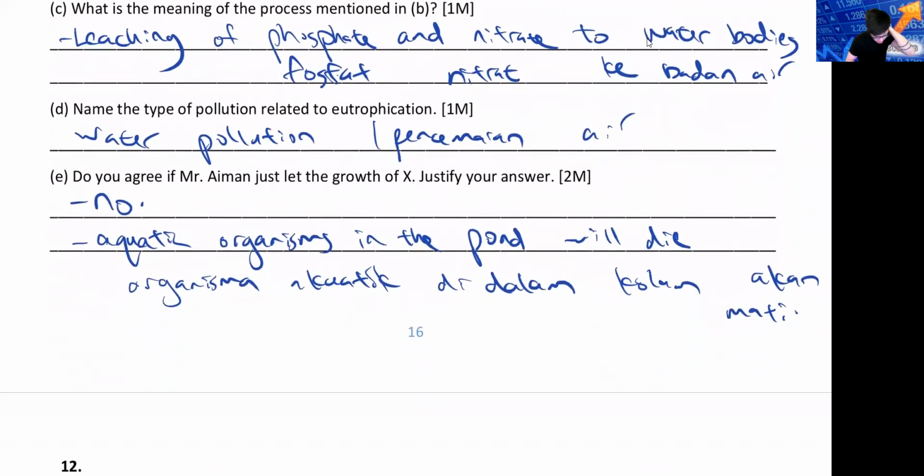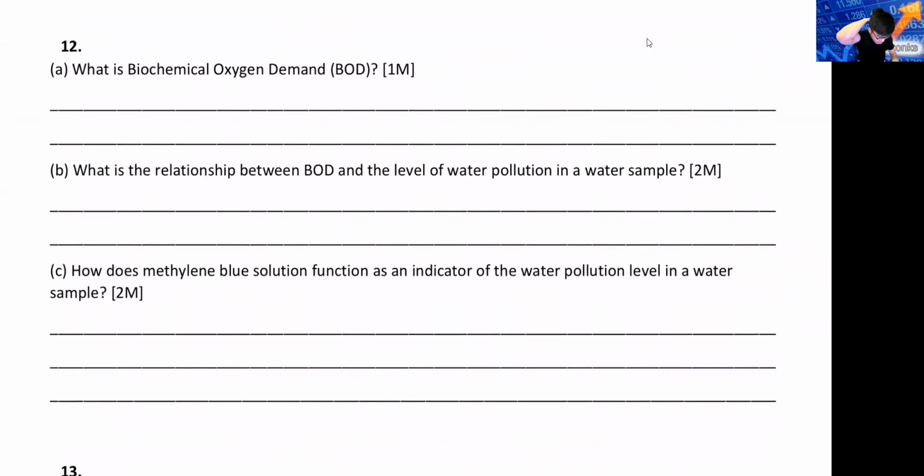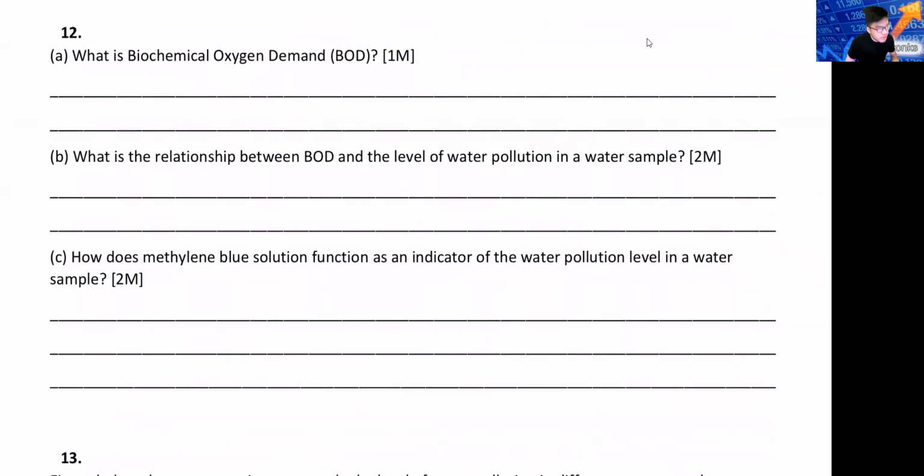Anyway, so let's move on. I don't think I'm gonna continue with this question because this is eutrophication as well. What is BOD? BOD is the requirement of oxygen, the amount of dissolved oxygen in the water. Jumlah oxygen yang terlarut di dalam air. The more oxygen you have in your water, that means the lower the demand is.